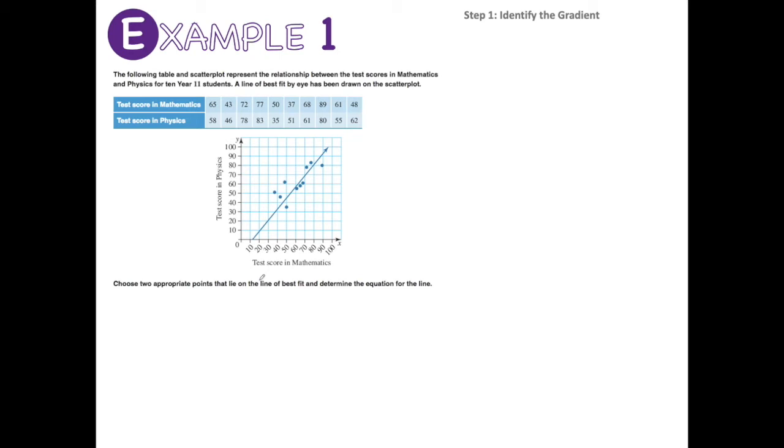So first we need to identify the gradient. And to identify the gradient, we need to select 2 points. The best way of selecting 2 points is trying to identify locations where the line crosses one of the grid lines in the background. So having a look along the line, I can see that it crosses the grid line at 30 and 20 and also at 80 and 80. So I've identified my 2 points and I can write them down: (30, 20) and (80, 80).